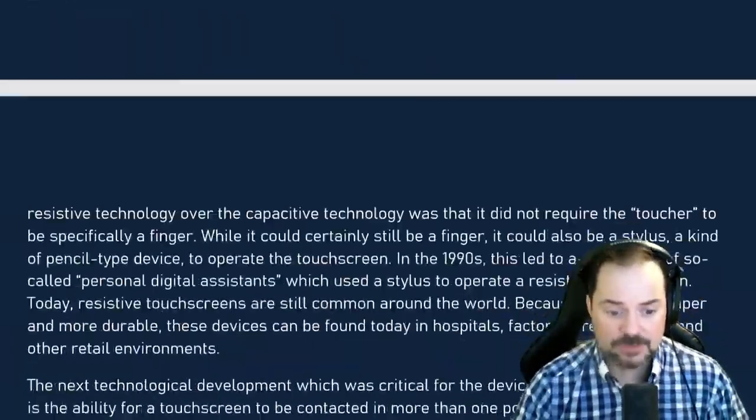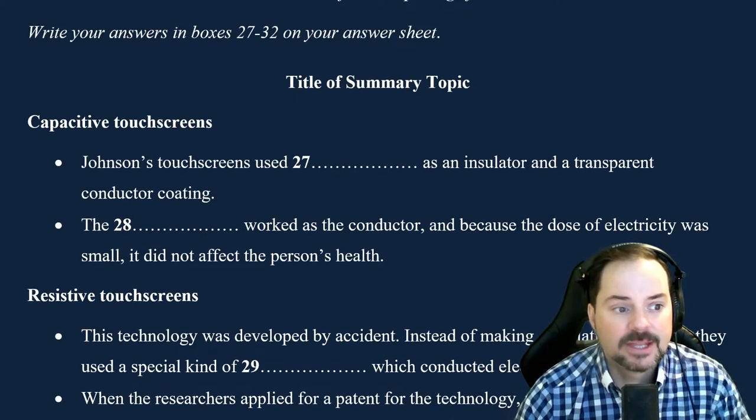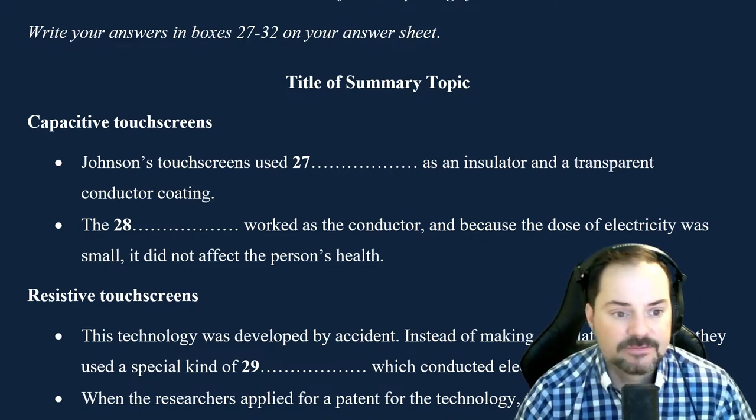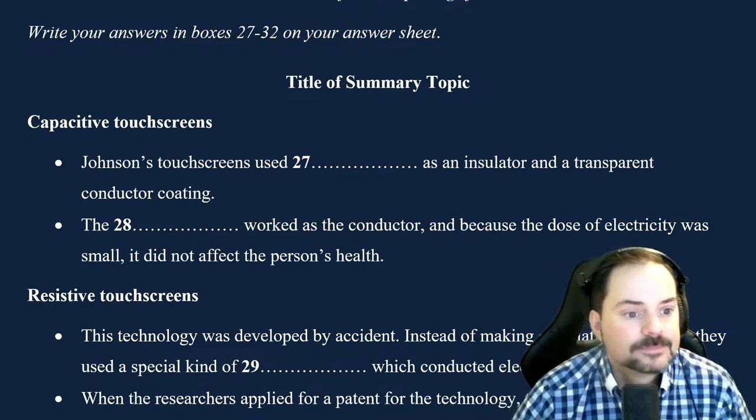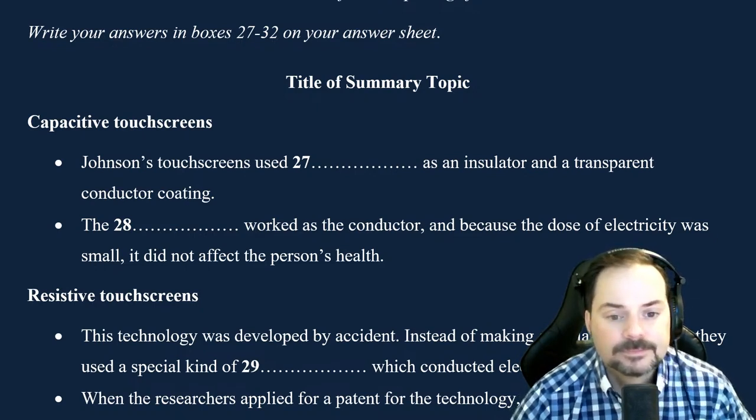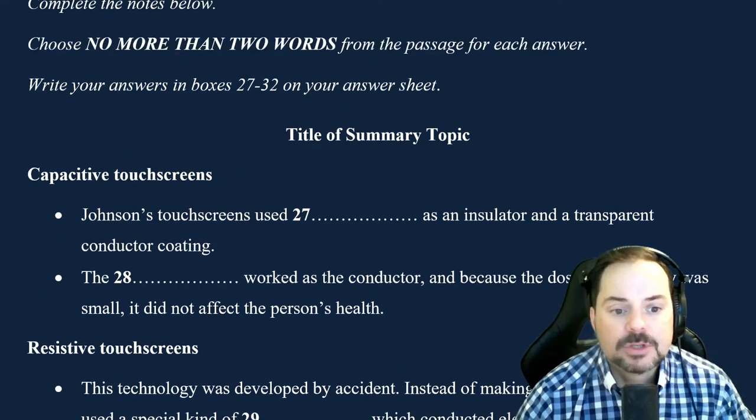Okay, let's jump to the questions. Can you read the first question, so number 27, and read from capacitive touchscreens and try to give us the answer, whatever you think is the answer that fits in there, okay? Okay. Johnson's touchscreens used a glass as an insulator and a transparent conductor coating. Coating, yeah, absolutely. So you think the answer is used a glass as an insulator and transparent conductor coating.